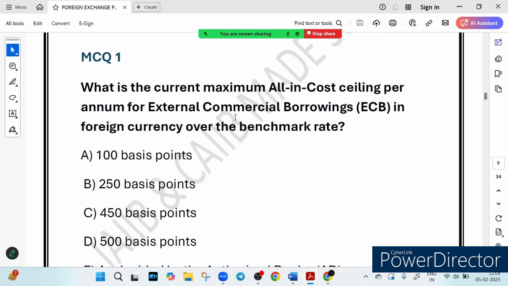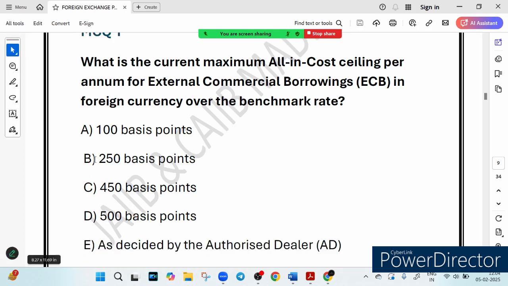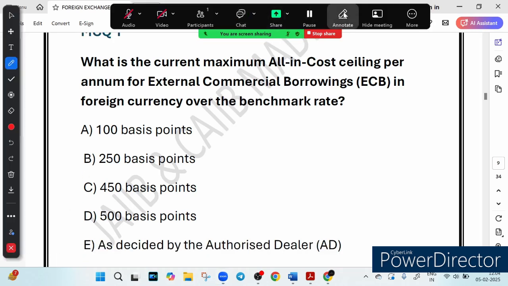The question says, what is the current maximum all-in cost ceiling per annum for ECB in foreign currency over the benchmark rate? Option A says 100 basis point, B 250 basis point, C 450 basis point and D 550 basis point. And option E says, as decided by the authorized dealer, that is AD. So friends, let's answer this particular question.